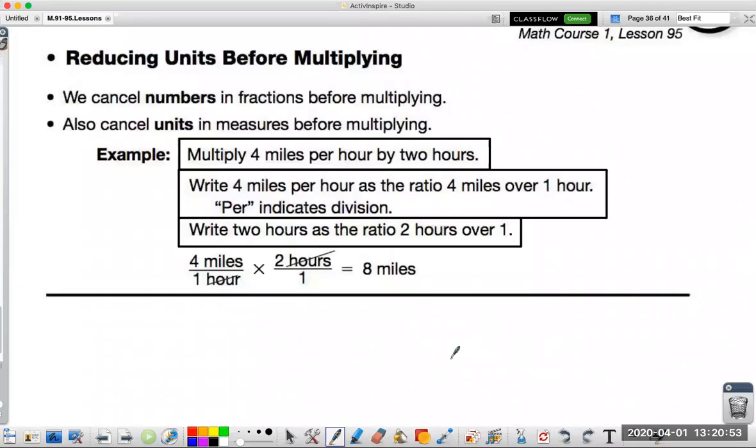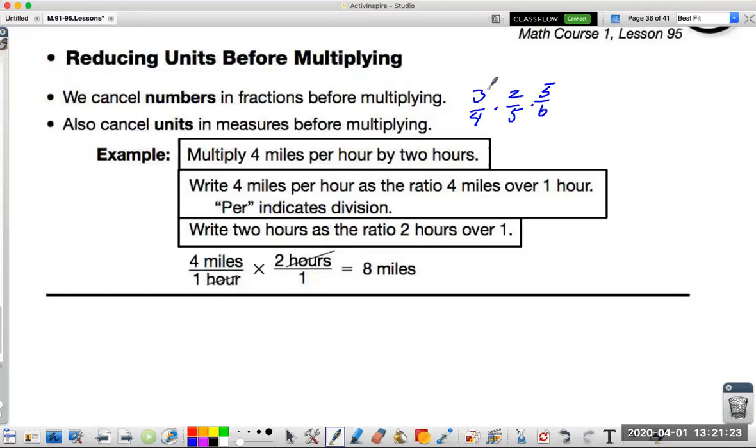Hello, we're doing Saxon math, lesson 95, reducing rates before multiplying. So we can cancel numbers and fractions before multiplying. That's something we've actually done since lesson 70, where we've done such things as 3 over 4 times 2 over 5 times 5 over 6.